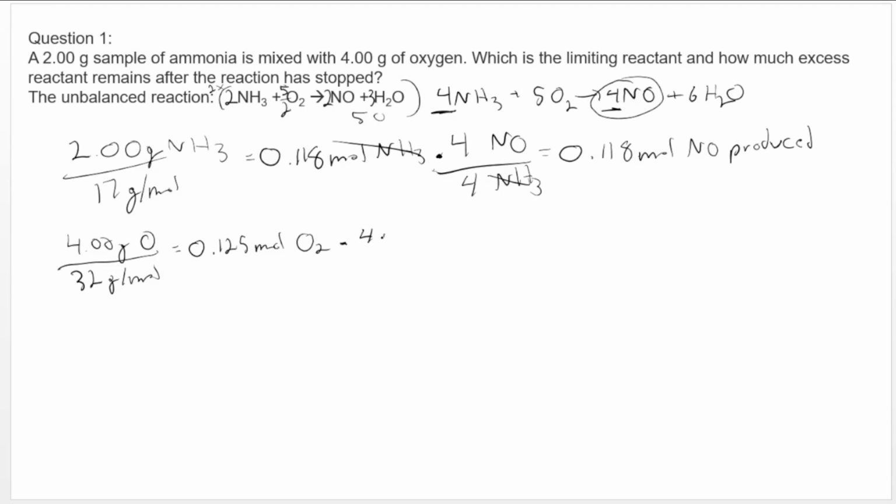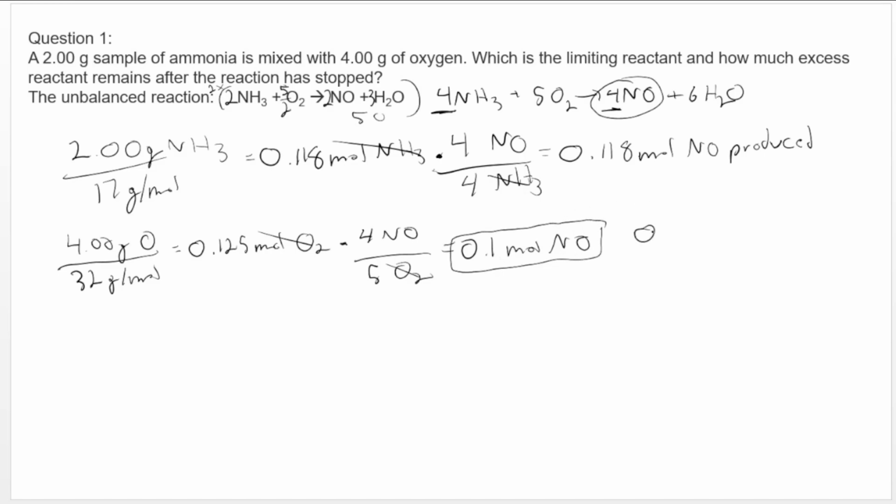So we're going to have 4 NOs produced for every 5 O2s. The O2s will cancel, and we will multiply this mole value by 4 over 5, which is 0.1 moles of NO. So they're close, but we can see that the oxygen, if it were to react, would produce the lower number of NO moles.